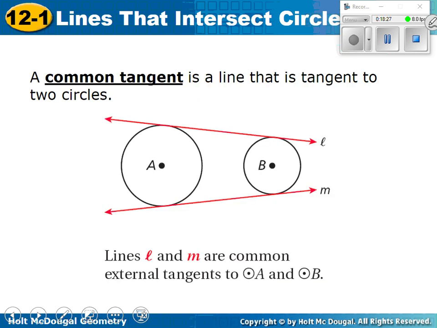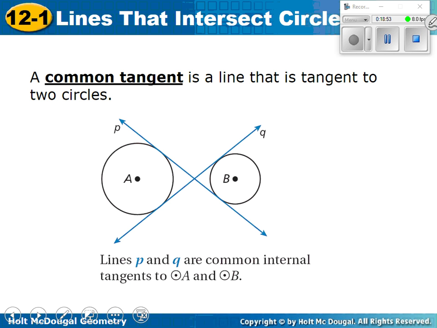So some more vocabulary. Common tangent. Common tangent is just a line that two circles both have as a tangent line. So if you look at circles A and B, these red lines are tangent to both of them. So they would be called a common tangent. Tangent lines, if they are a common tangent for two circles, can either be externally tangent or they can be internally tangent.